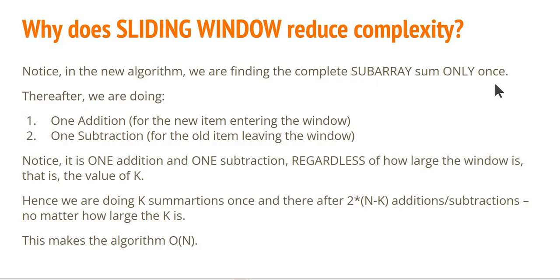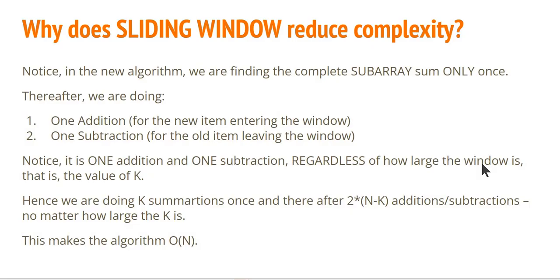Remember, that's what happens once in the beginning. But thereafter, we are just doing one addition, which is for the item that's entering the window, and one subtraction, which is for the item that is leaving the window. Now we can think of addition and subtraction as basically similar. So it's just one addition and one subtraction, regardless of how large the window is.